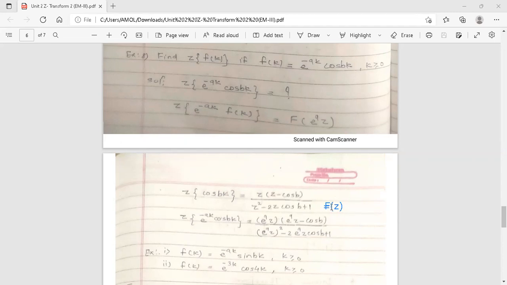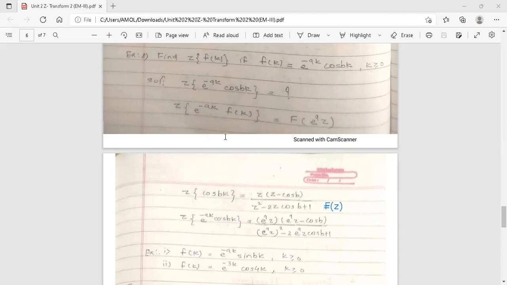In this F of z, you replace your z term by e raised to a into z. So every z term in the Z transform of cos bk you replace by e raised to a into z, because of this formula. So we get e raised to a into z minus cos b upon e raised to 2a into z squared minus 2 e raised to a into z cos b plus 1. So this is the example based on this formula.